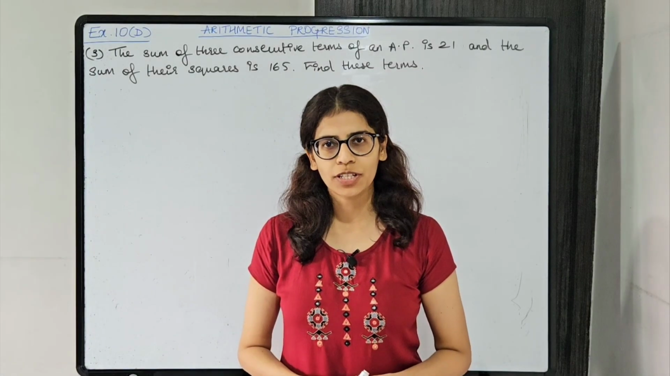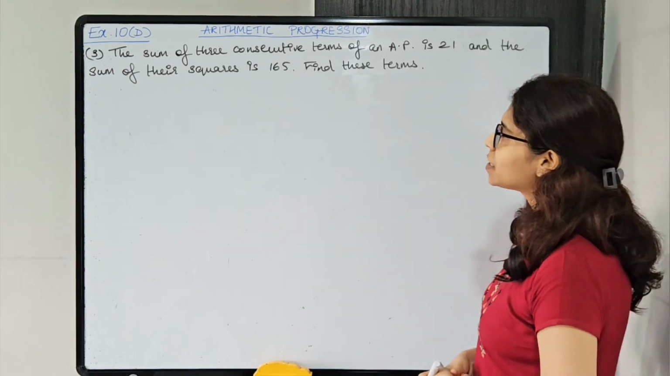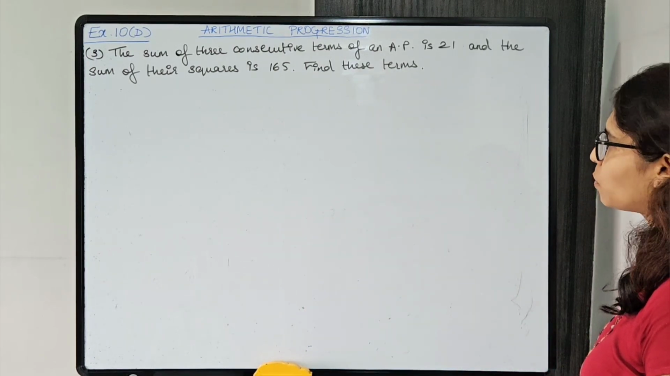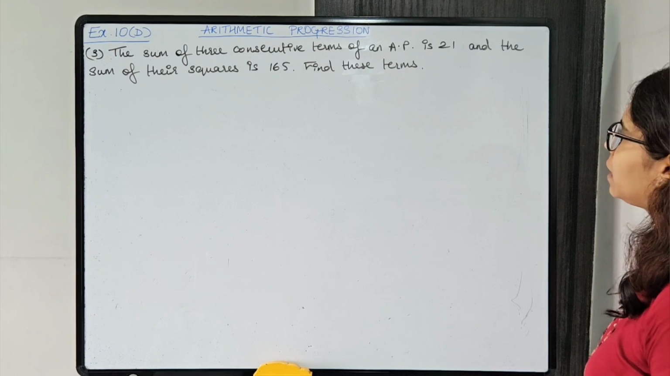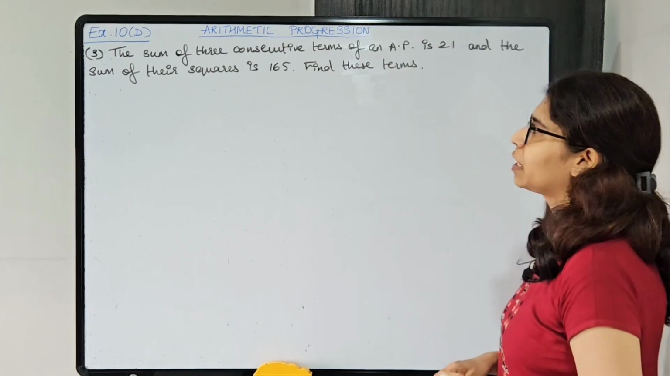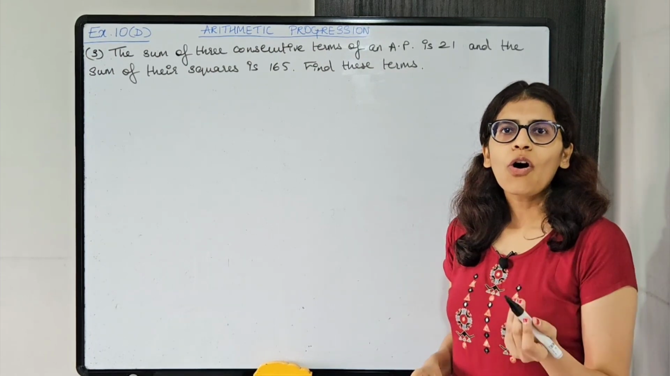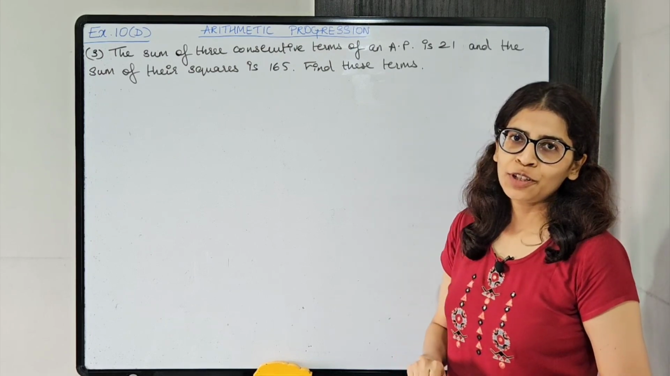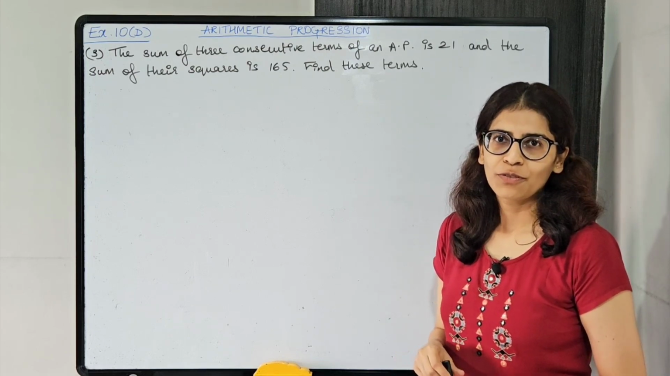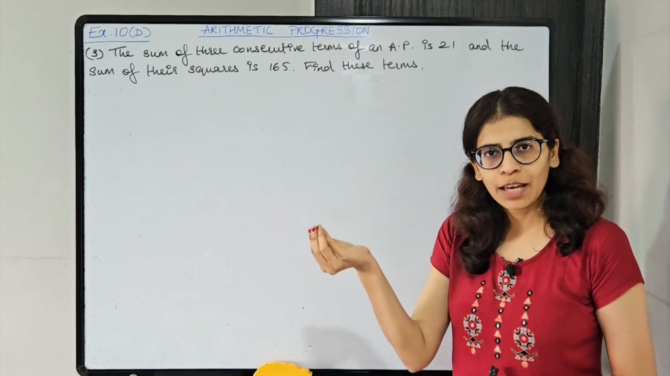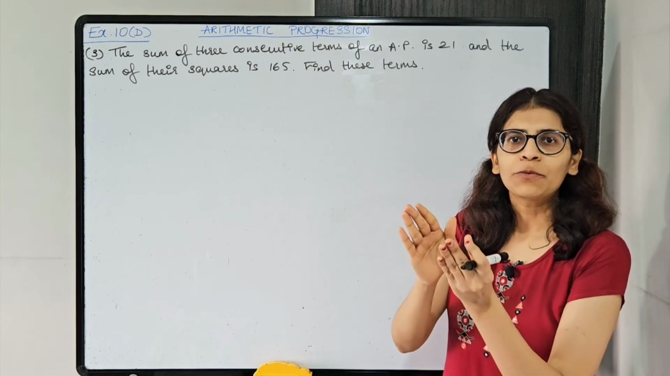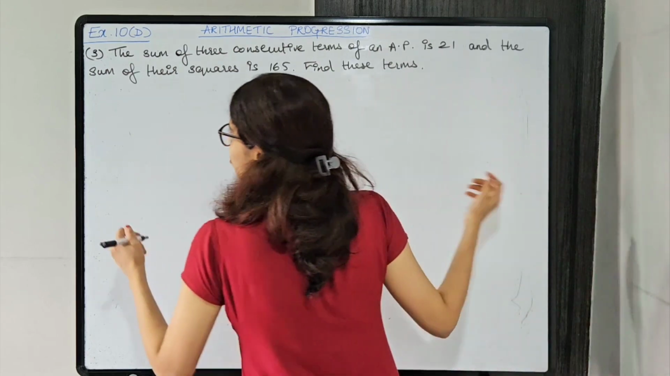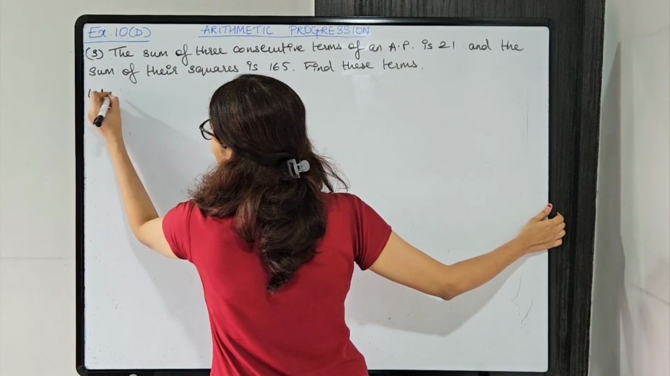Next question, question number 3. The sum of three consecutive terms of an AP is 21 and the sum of their squares is 165. Find these terms. For the AP, check whether an odd or even number of terms is given. 3 consecutive terms, so an odd number of terms. For an odd number of terms, the middle term is A, subtract D before it and add D after it. Okay, very easy.